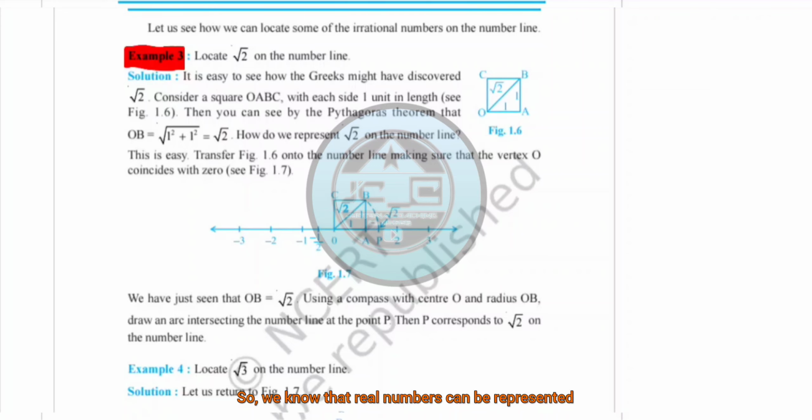So we know that real numbers can be represented everywhere or anywhere on a number line.